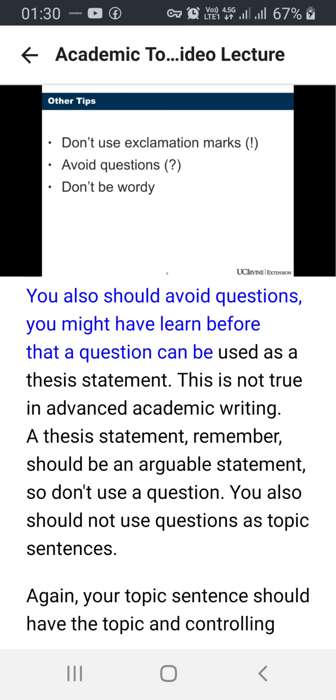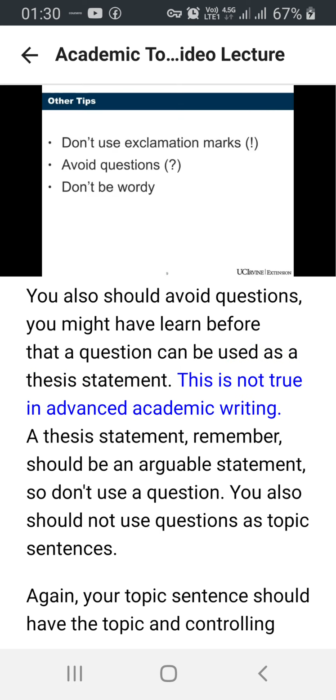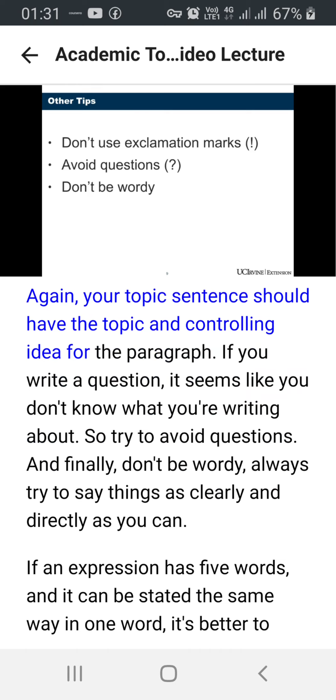You also should avoid questions. You might have learned before that a question can be used as a thesis statement. This is not true in advanced academic writing. A thesis statement, remember, should be an arguable statement. So don't use a question. You also should not use questions as topic sentences. Again, your topic sentence should have the topic and controlling idea for the paragraph. If you write a question, it seems like you don't know what you're writing about. So try to avoid questions.